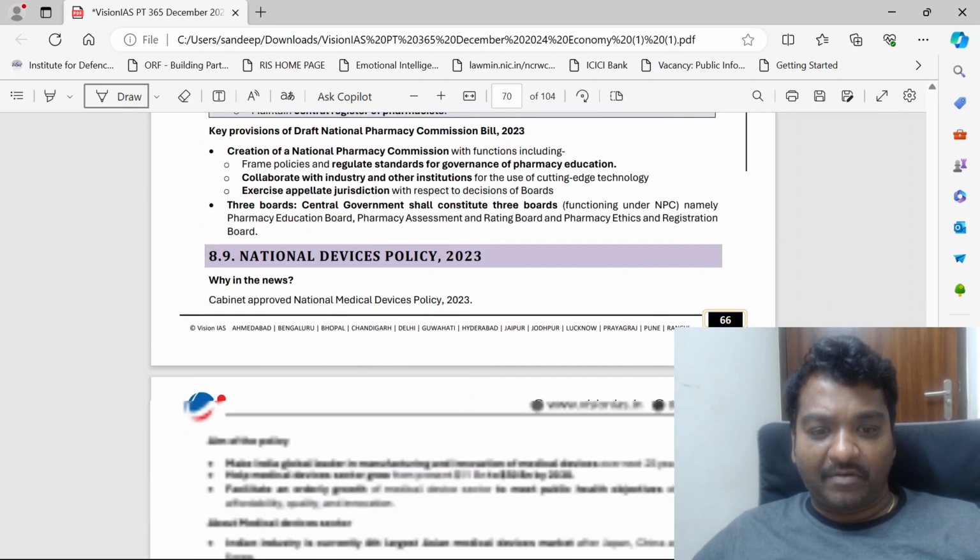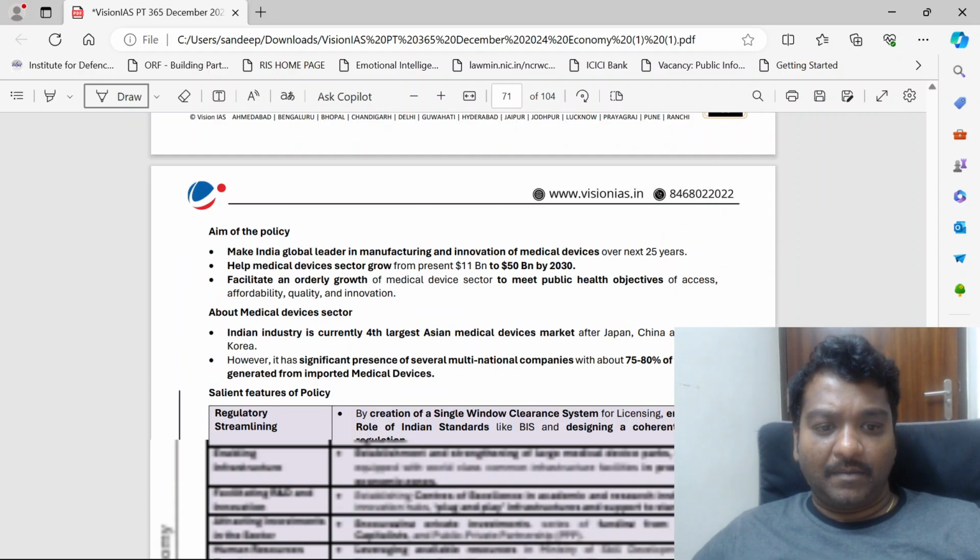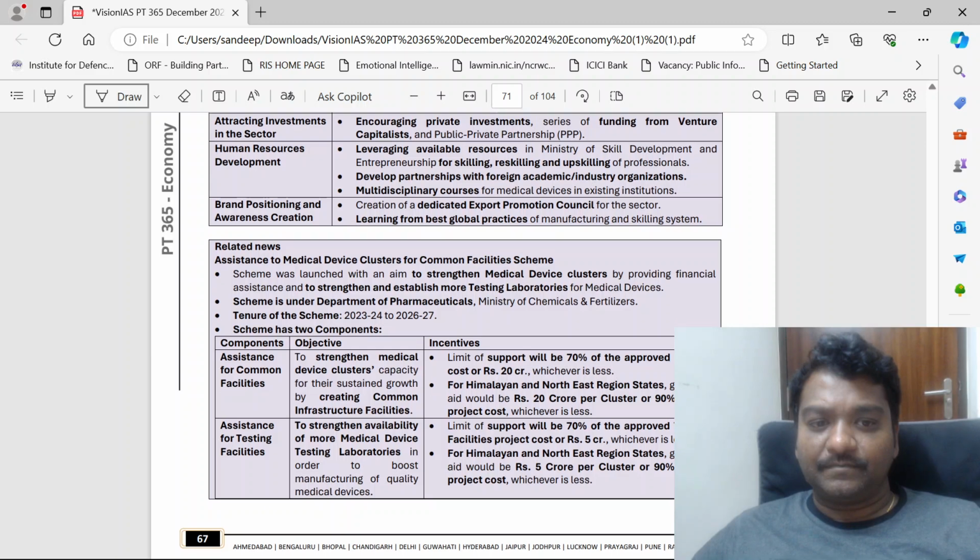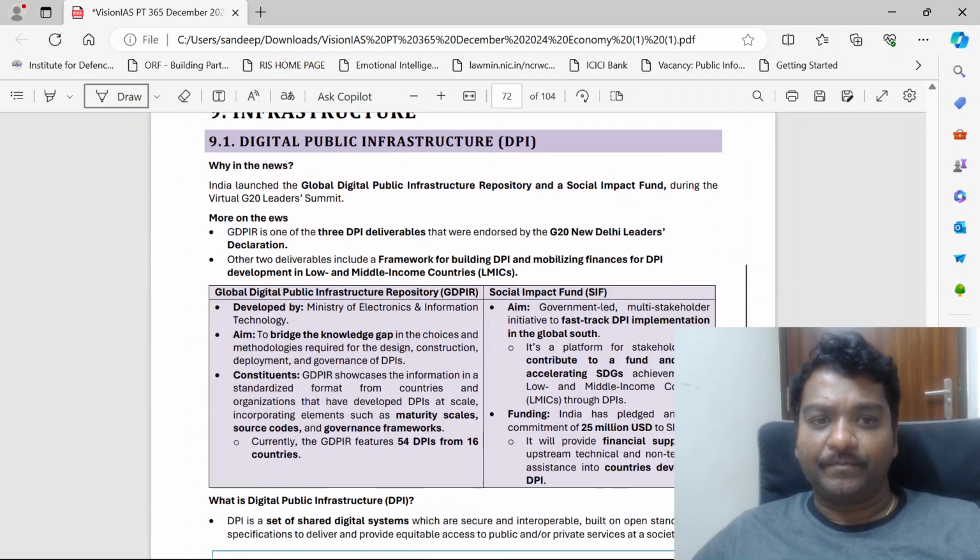Draft, guys, not required. Policy, don't worry. Global Digital Public Infrastructure Repository and a Social Impact Fund. Okay, during virtual G20 Leaders Summit. Fine.